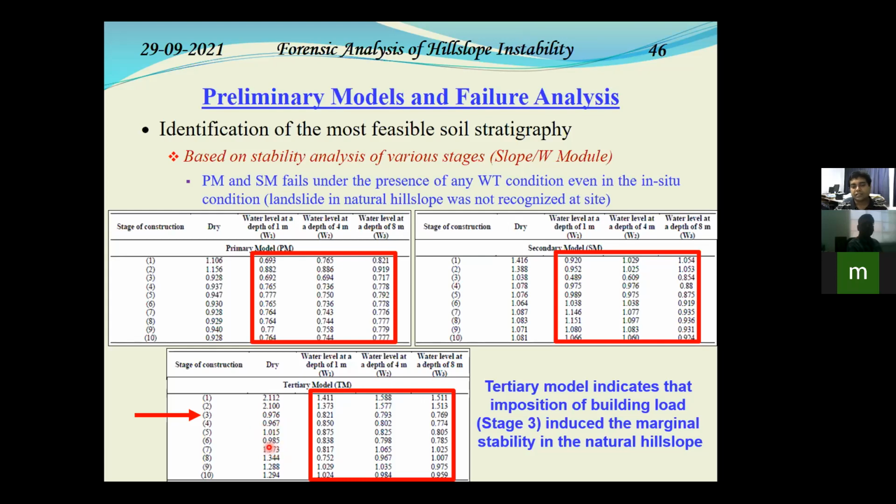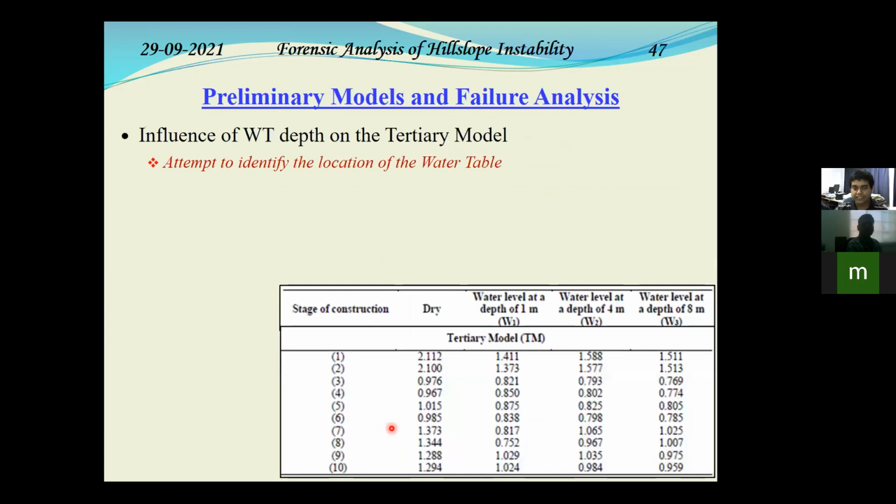But in the dry condition, the retaining walls which were constructed would have regenerated the stability scenario. But since water was present, the entire hill slope was in an unstable or marginally stable condition. So in this way, tertiary model 3 with the stratigraphy from borehole 3 gave us a more confident idea. Still, the water table was an issue.